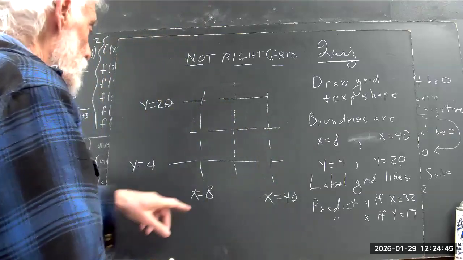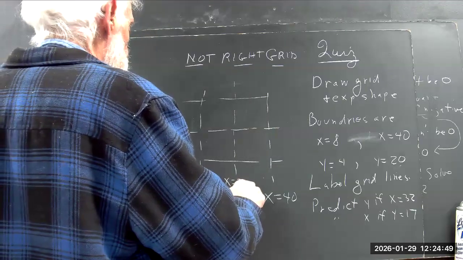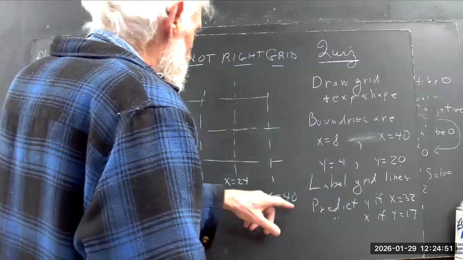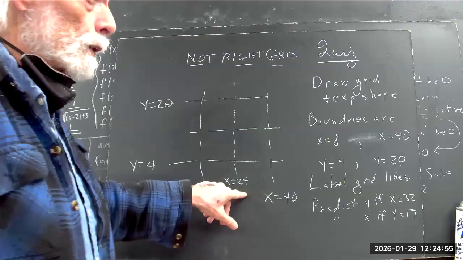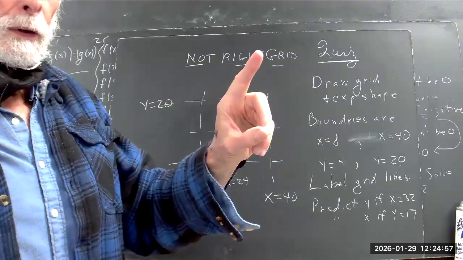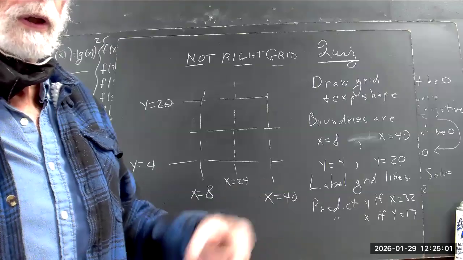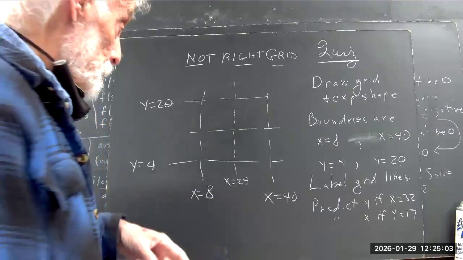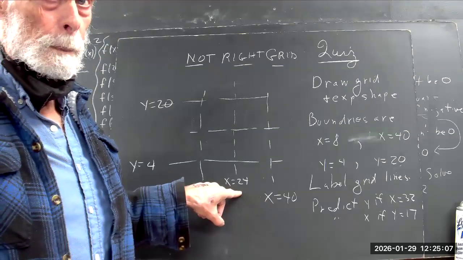Okay. Now, halfway between x equals 8 and x equals 40 is x equals 24. 40 minus 8 is 32. Half of that is 16. Add it to 8, you get 24. That's one way to do it, one way to see it. You should see it both ways. Sometimes it's easier to do it one way than the other. Or 8 plus 40 is 48. Divide that by 2, you get 24.